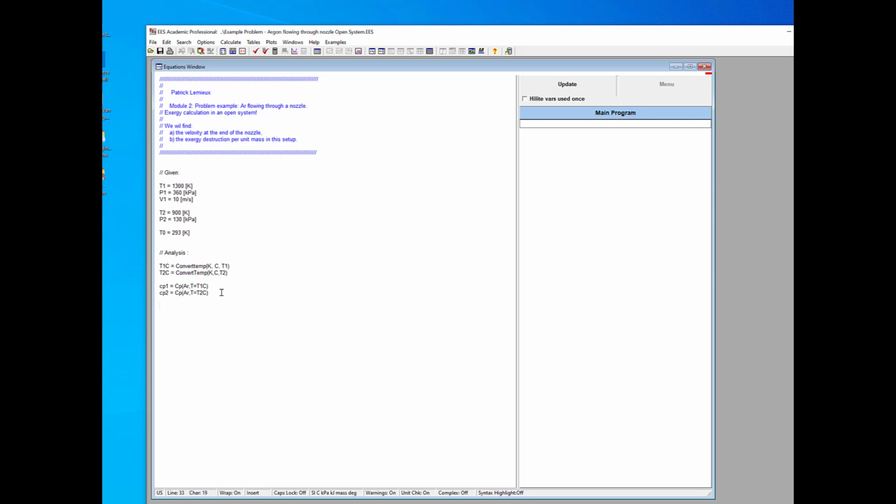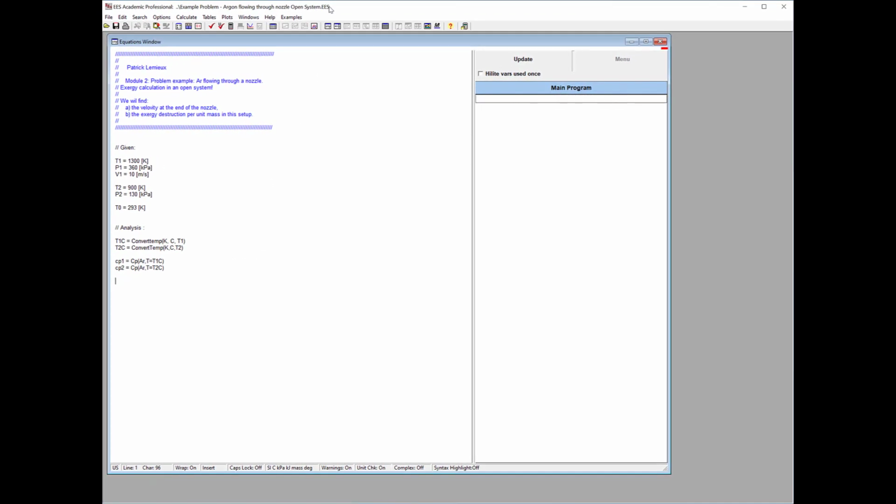Spoiler alert here. Argon is a monoatomic gas. Monoatomic gases are really ideal gases, meaning that their specific heat really doesn't change as a function of temperature. So the fact that I'm calculating CP1 and CP2 for the two different temperatures, I'm really not expecting any difference. If you start seeing differences in specific heats when you're dealing with monoatomic gases, you're probably calling the wrong function or doing something wrong. It should be a constant.